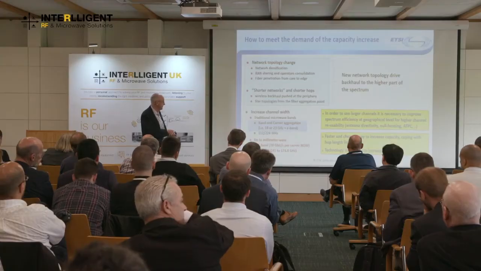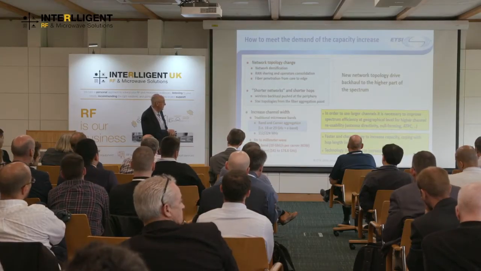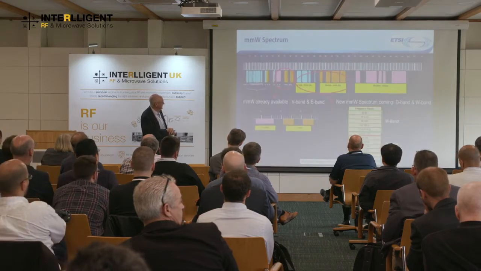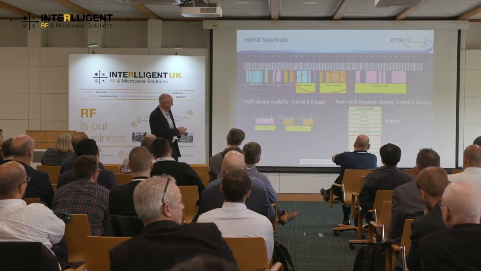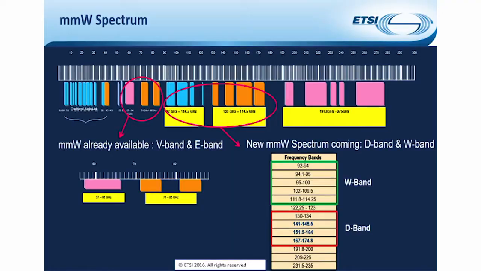D-band is a new band that's under discussion. We're talking here about bands up to 175 gigahertz. So that's reiterating what I've said here. W-band, there's a small band between 92 and 95, but really it's not used very much at the moment. There's not enough contiguous bandwidth there.